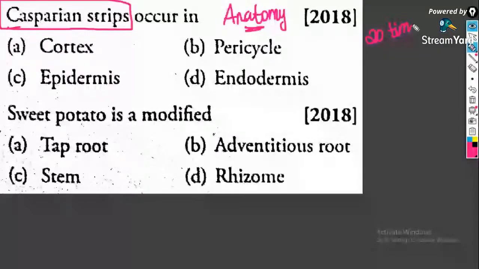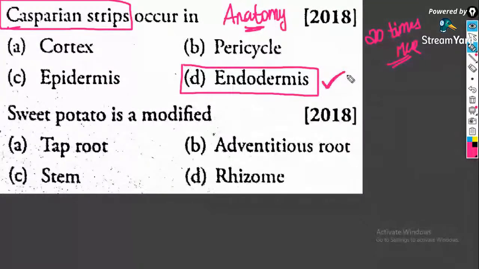Casparian strips occur in... Yes? Guys, the answer is Casparian strips occur in endodermis. Perfect. Endodermis have Casparian strips, which are radial and inner tangential walls.